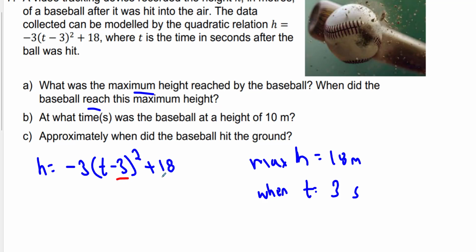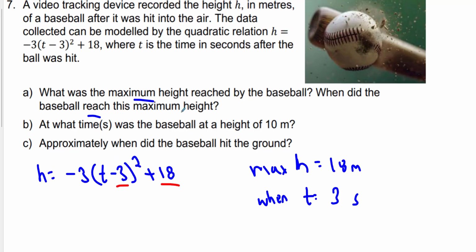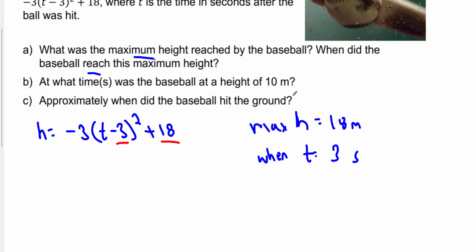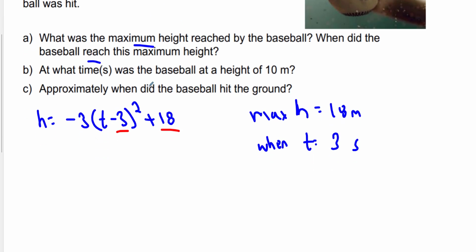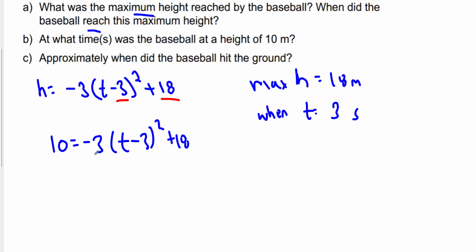You can see that. And what time was the baseball at a height of 10 meters? So that's a bit harder. So they're asking for t. We don't know t, but we know height is 10, so plug it in. And then solve. So we're going to bring the 18 over. That's going to be negative 18 on both sides, so negative 8.